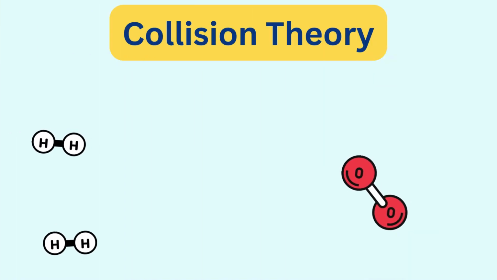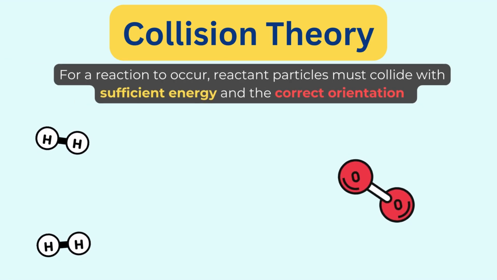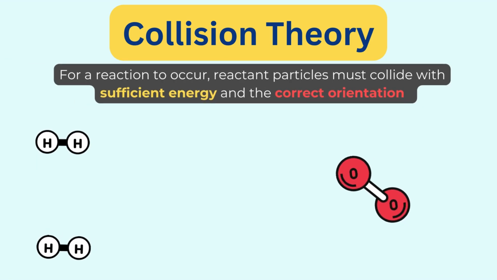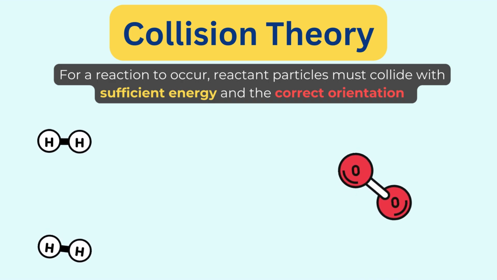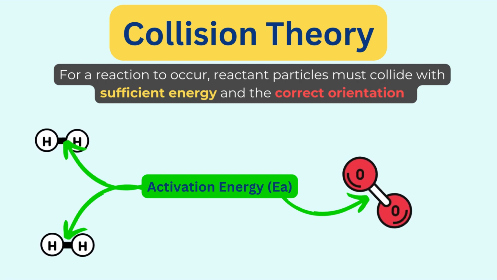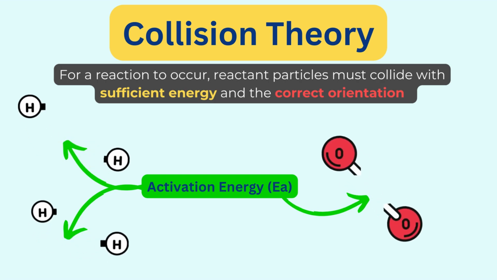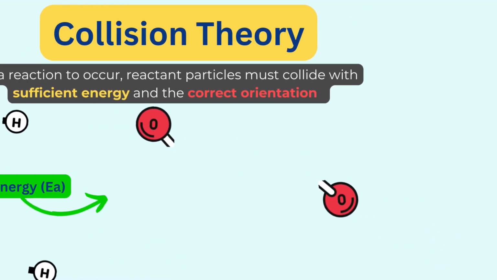Let's talk about collision theory. It explains how chemical reactions happen. For a reaction to occur, the reactants need to collide with enough energy and in a specific way. Activation energy is crucial. It's the energy needed to break bonds between reactants so that new products can form.